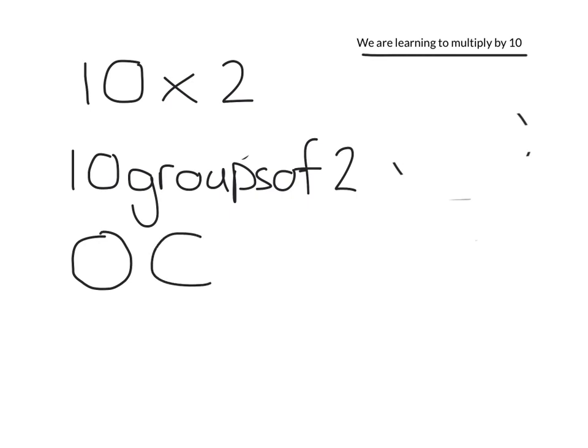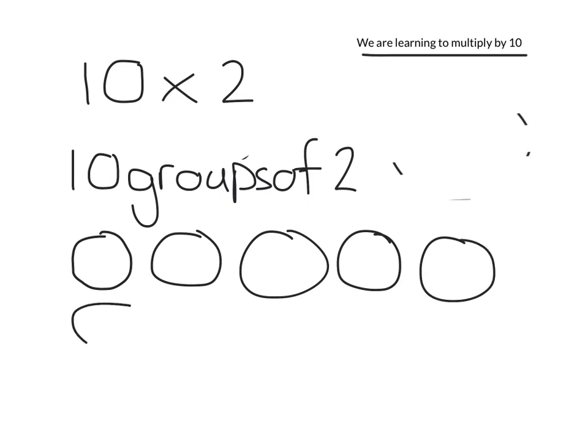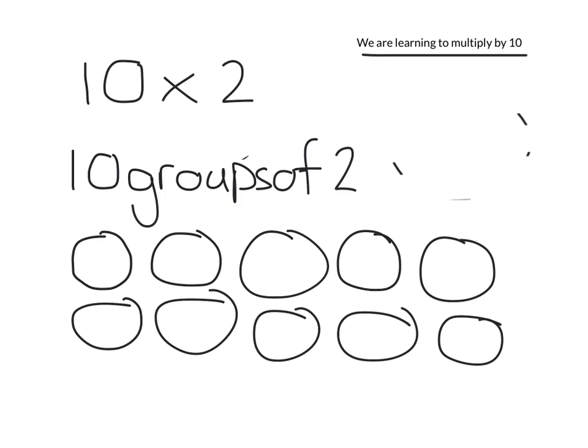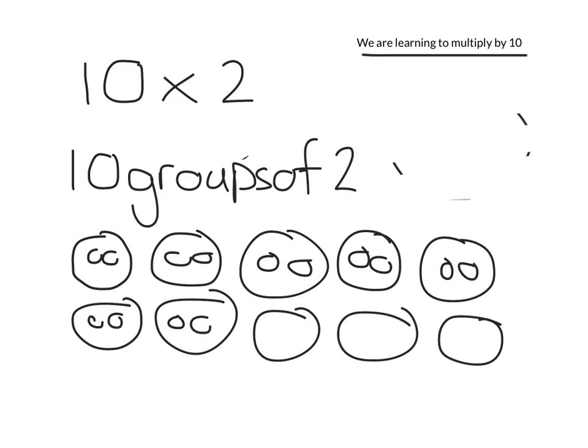So I've got 10 groups and there's 2 in each group. That's what it's going to look like when you're multiplying by 10s. You can have 10 groups and you're going to have 2 in each group. But it could change. So if you had 3, there would be 3 in each group.